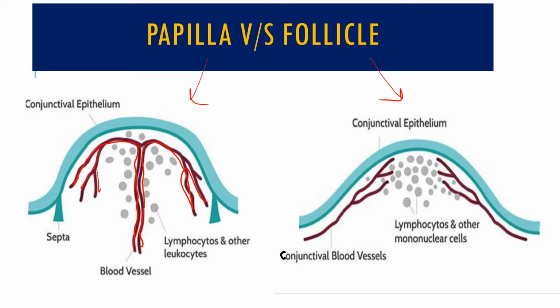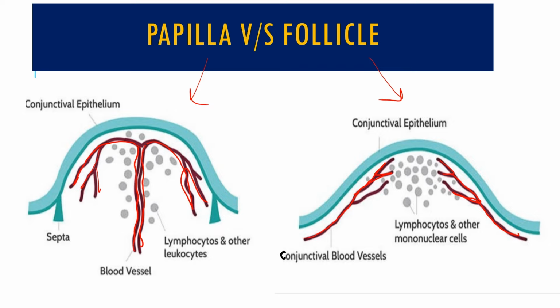And if you look at the follicle, the blood vessel is present in the periphery and the center is clear of this fibrovascular growth. Okay, so both of these are elevated lesions. However, in a papilla you will have a central vascular core, whereas in case of a follicle you will not have a central vascular core.